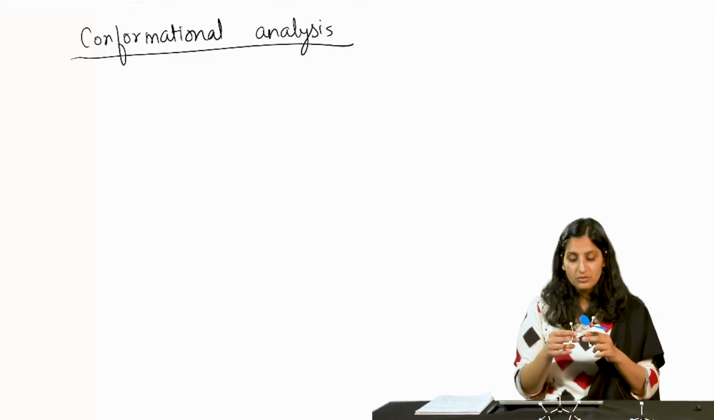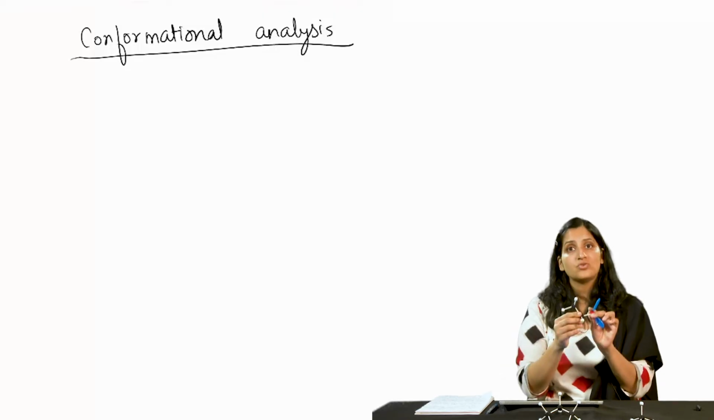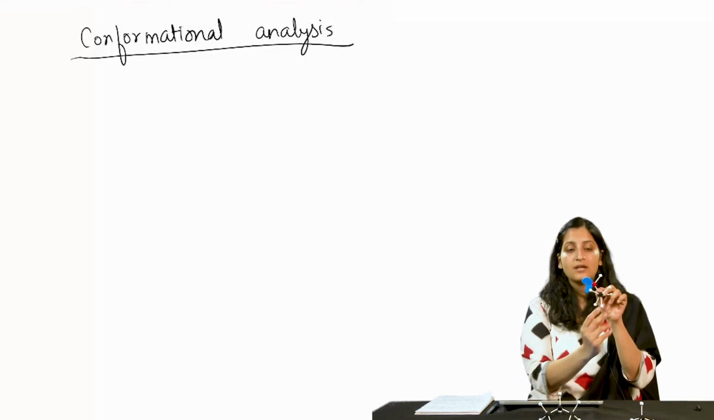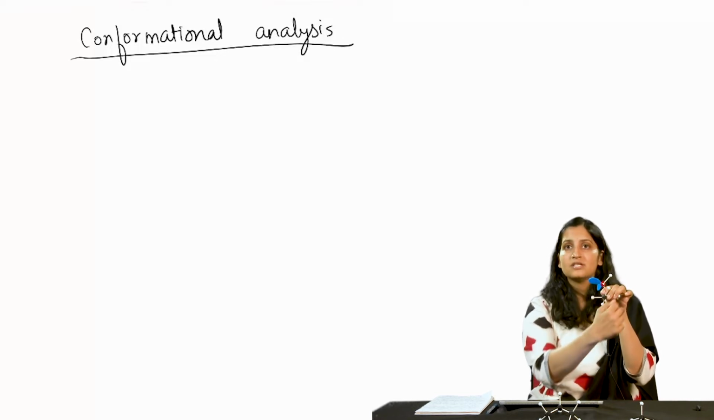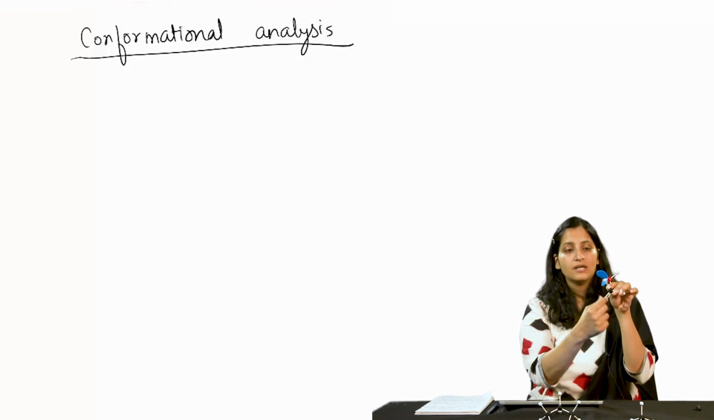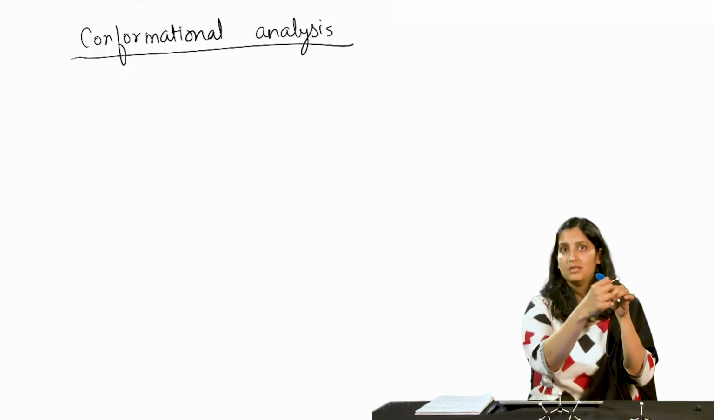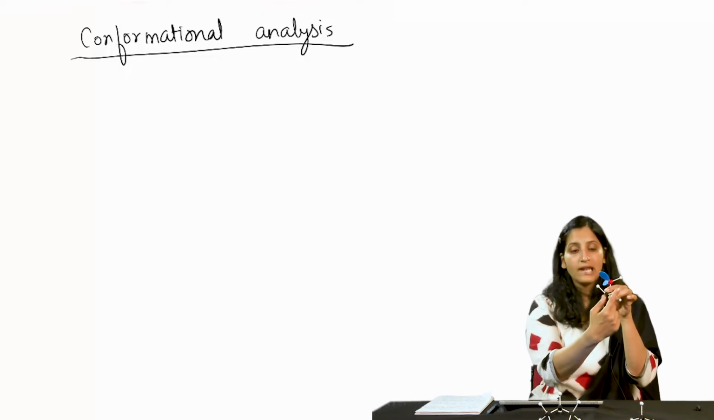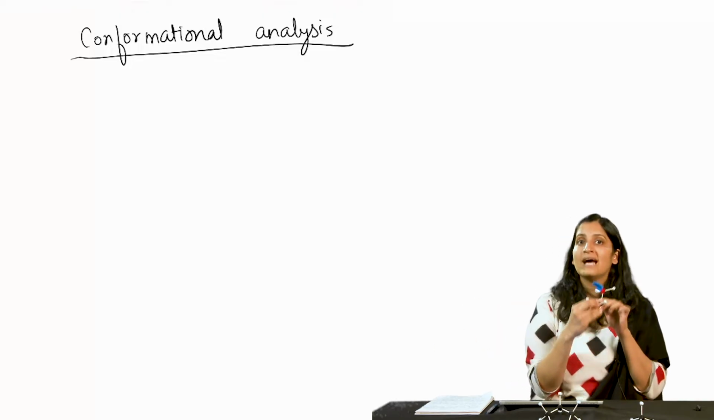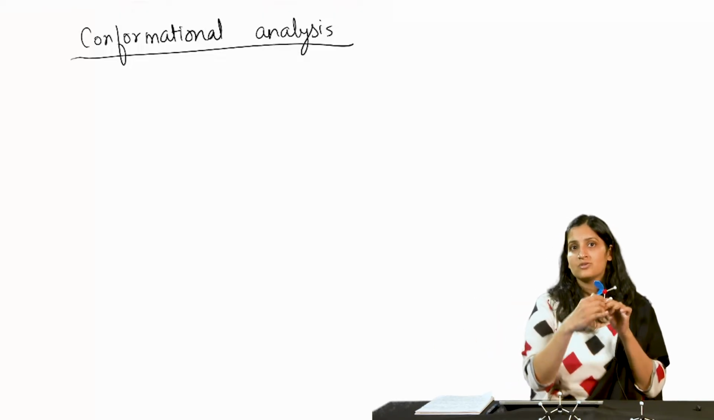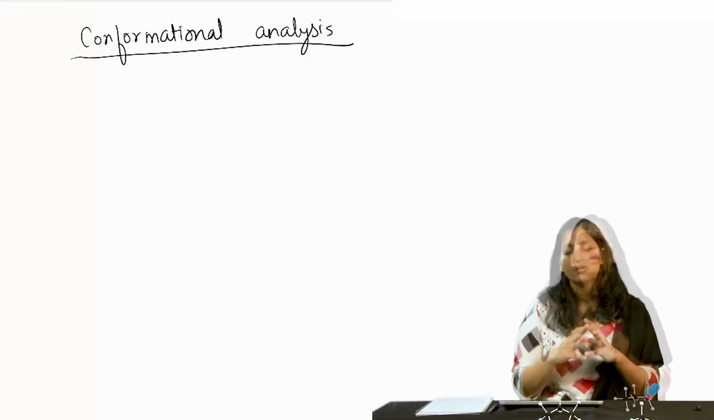We also need to know how these bonds rotate. For example, right now I am rotating the carbon-carbon bond such that it is giving rise to different conformations. So, we will go over conformational analysis, which talks about these conformations that arise as single bonds rotate around each other.